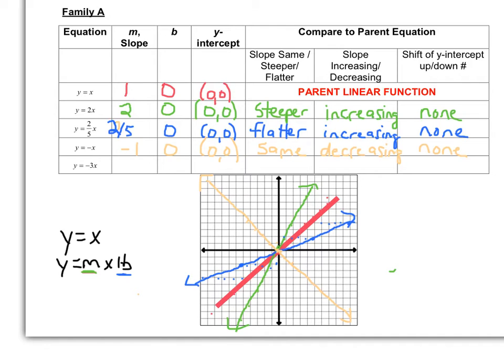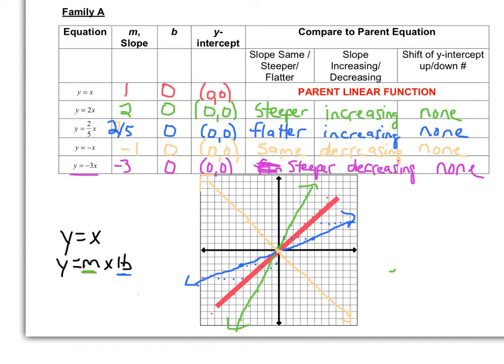Now the last one, we have negative 3x. So the slope is negative 3. The equation is y equals negative 3x. The y-intercept is 0, and the point is 0, 0. Is the slope the same, steeper, or flatter? Because it's a 3, it's not flatter, it's going to be steeper. And because it's negative, it will be decreasing. And again, the shift of the y-intercept up and down is none.